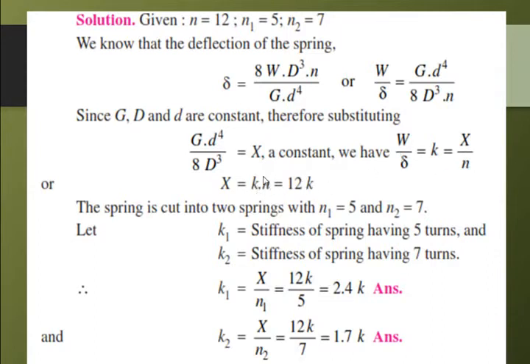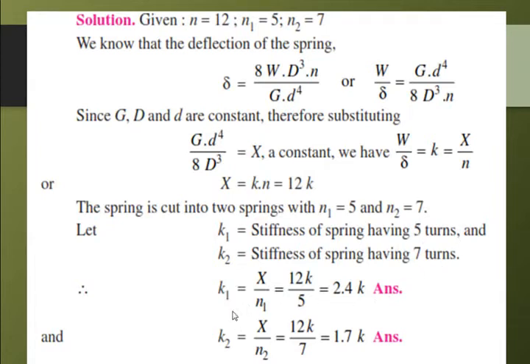This N value is already given, that is 12, so 12K. Therefore this constant X is equal to 12K. The spring is cut into two springs, N1 is equal to 5, N2 is equal to 7. So we are going to find the stiffness of the two springs, 5 turns and 7 turns.